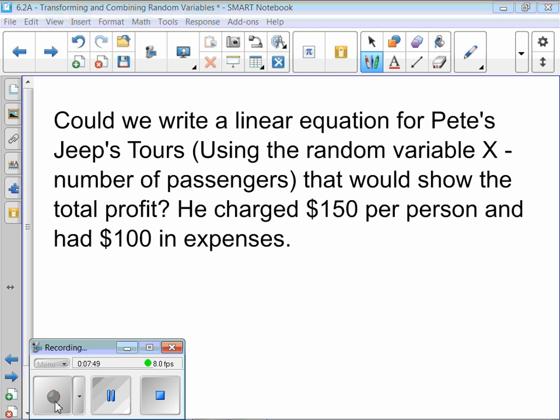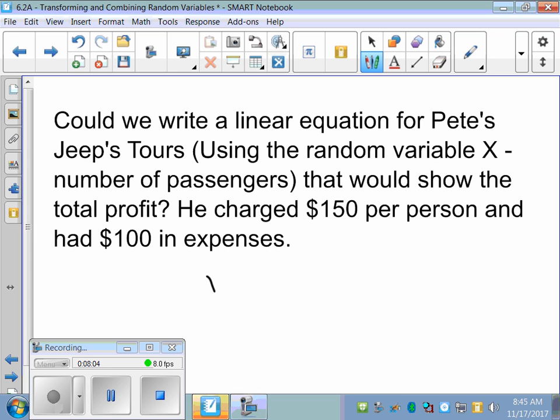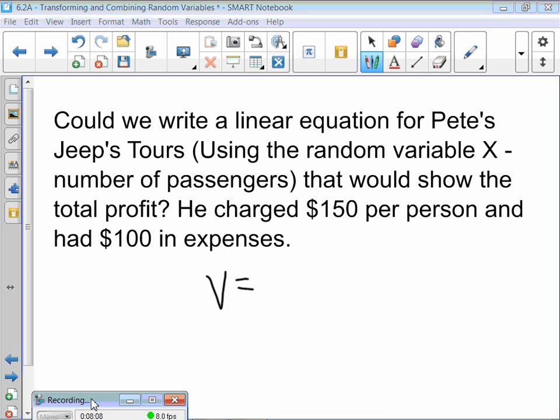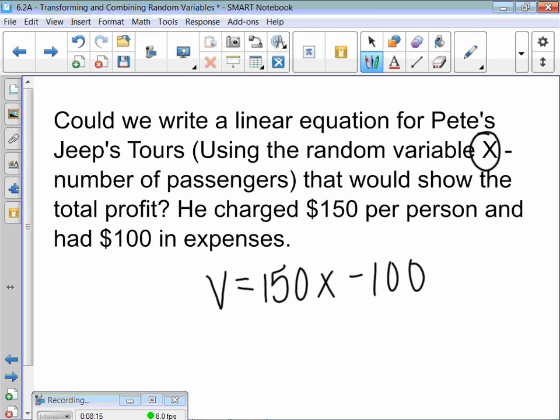So could we write a linear equation for Pete's Jeep Tours using the random variable X, number of passengers, that would show the total profit if he charges $150 per person and had $100 in expenses? So V is what they said profit was. And so if I want to do that times the number of passengers, my total profit is going to be 150 times X minus 100. So that's a linear equation that represents what we just did. This only works for the mean.